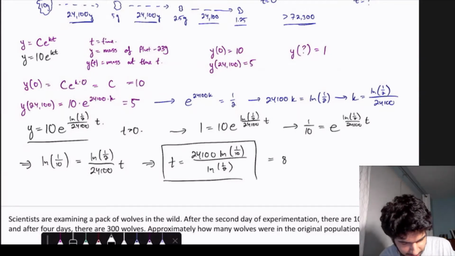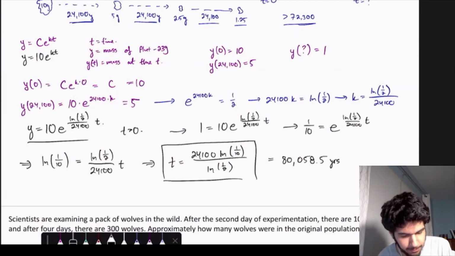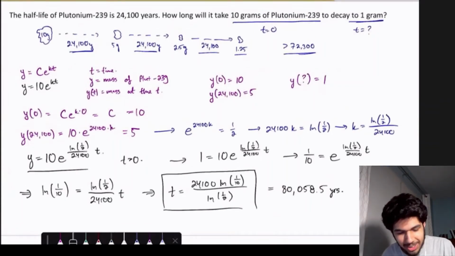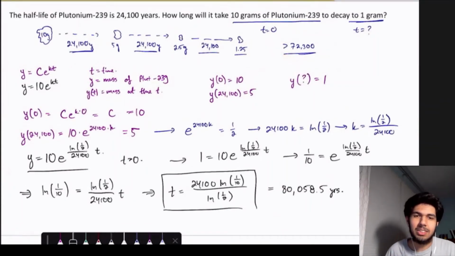Well, if we put it into a calculator, we get 80,058.581.5 years, approximately. So does that answer make sense? Yeah, because we said it should be greater than 72,300. So we've done something correctly here, and in fact, we've done the entire question correctly, which is really nice.